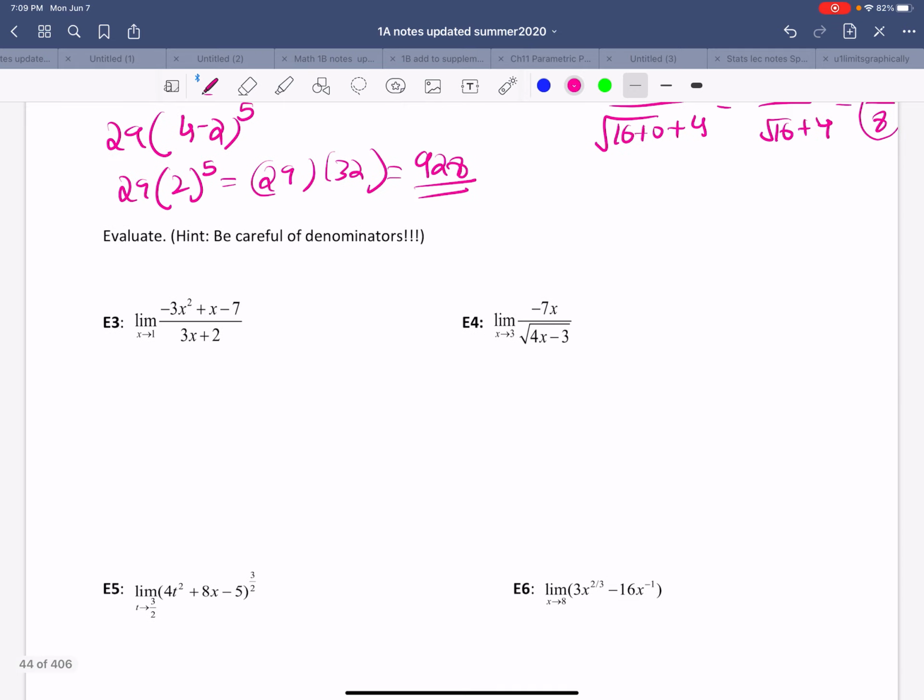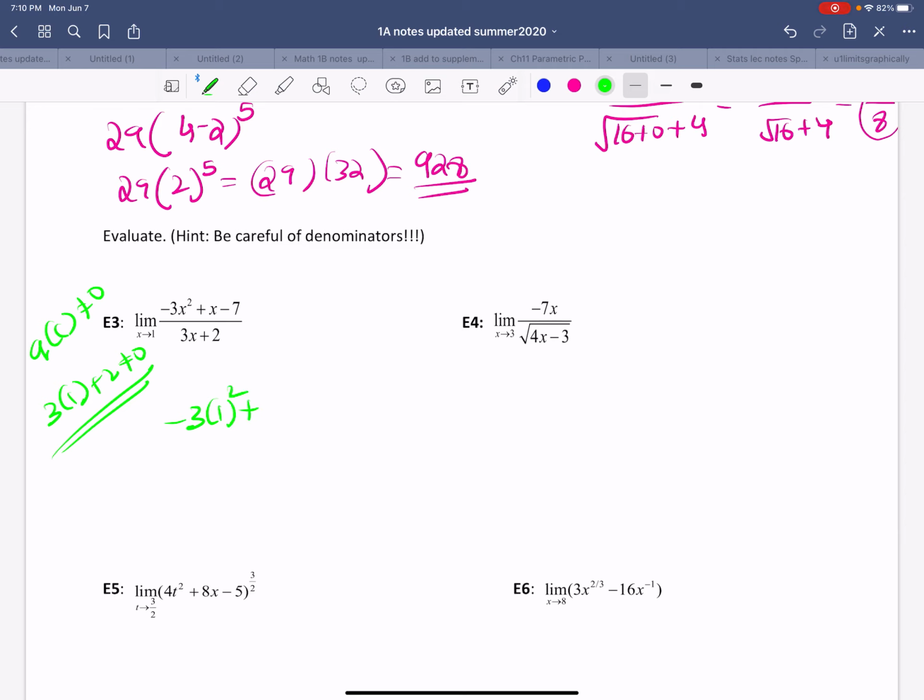Next example, x approaches 1. Again, be careful. We have a rational function, and we just said as long as the denominator is not equal to 0, we can plug that c value into the numerator and denominator separately. So let me quickly check. 3 times 1 plus 2 is not equal to 0. So that means q of c is not equal to 0. That tells me that it's okay.